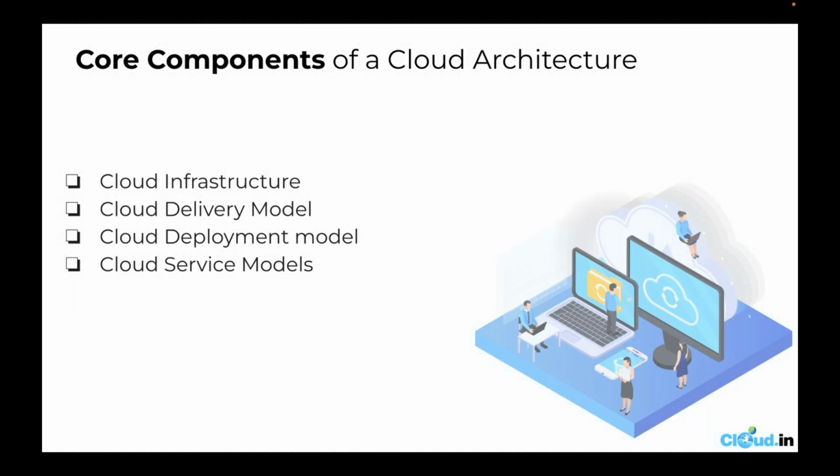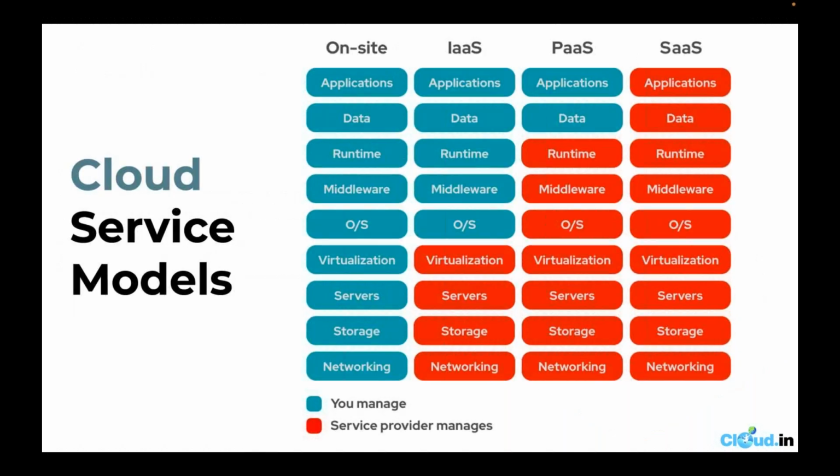So these were the three deployment models which are very much important to build a cloud architecture for a specific company. Moving on, we have the cloud service models. So here there are mainly three cloud service models that cloud computing provides us. Firstly is the infrastructure as a service. Second comes the platform as a service, and third comes the software as a service.